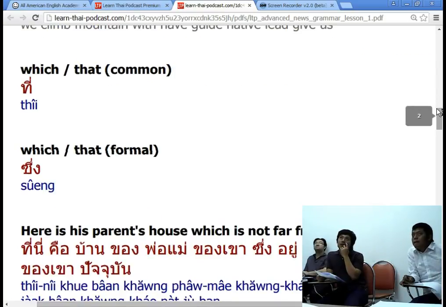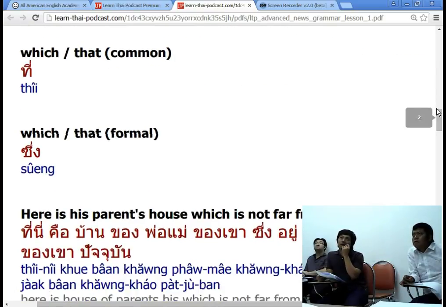And here they would say song. Does that mean two? It says two as a translation. Song. Is that song? Yes, yes.